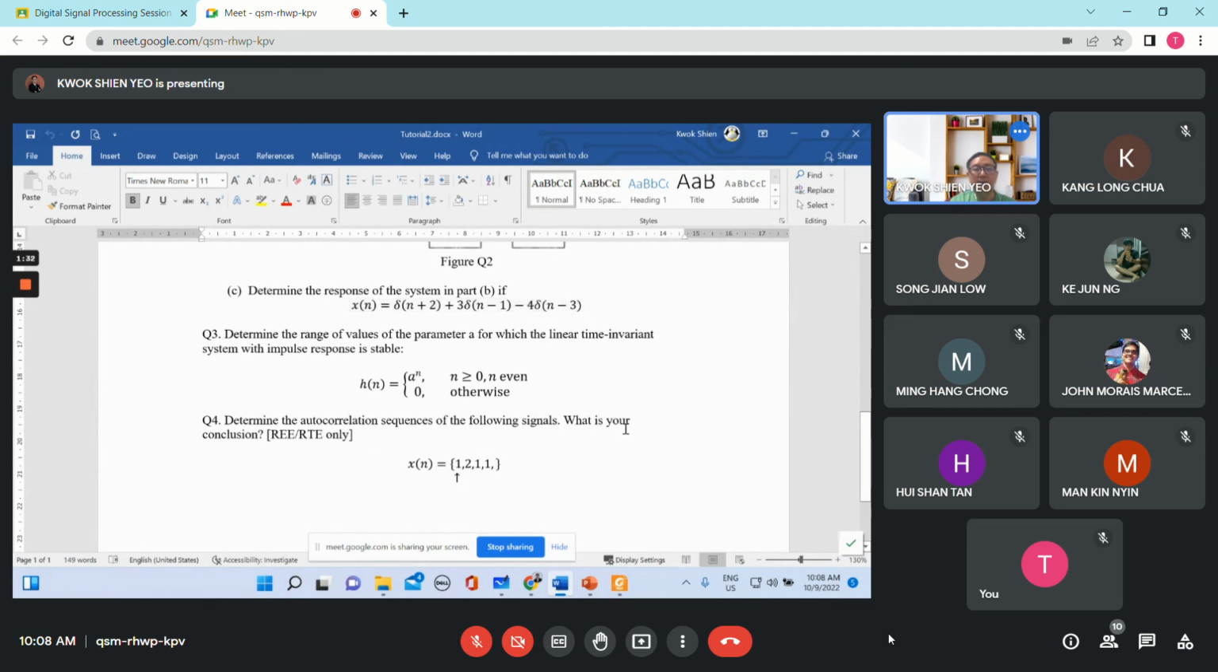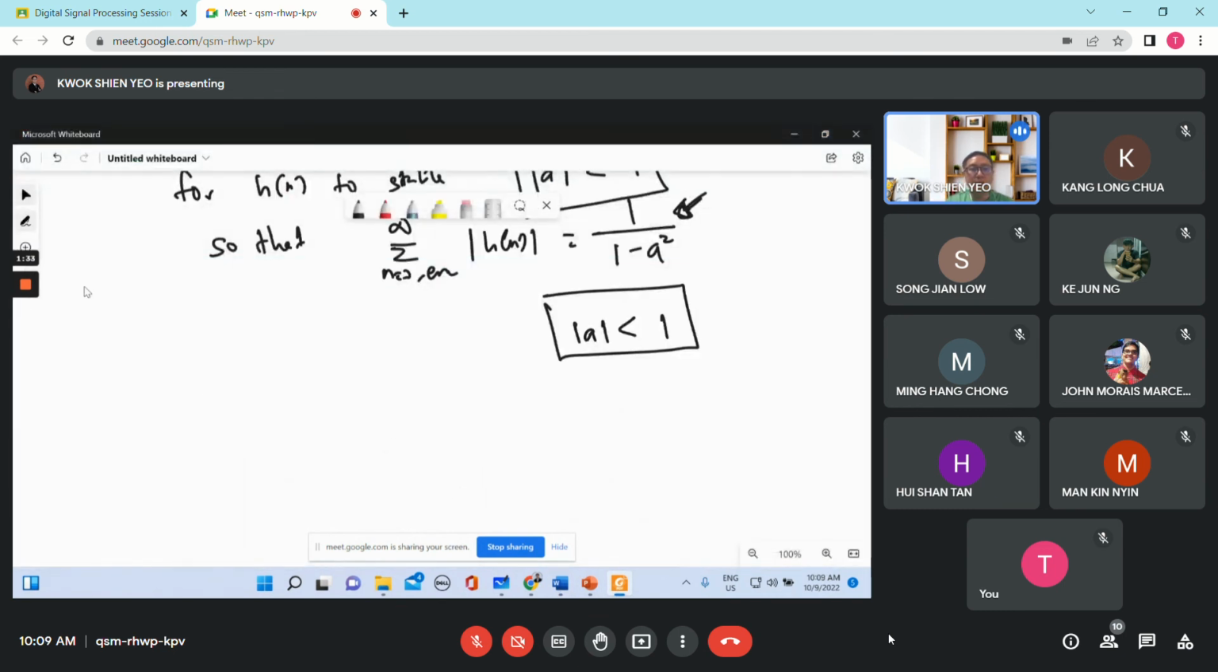So question 4, we solve this last question. Determine the autocorrelation sequences of the following signal. What is your conclusion? This one is actually meant for REE and RTE students only. RMH students don't need to do autocorrelation, as this topic is not in the syllabus of RMH. So let's do this.